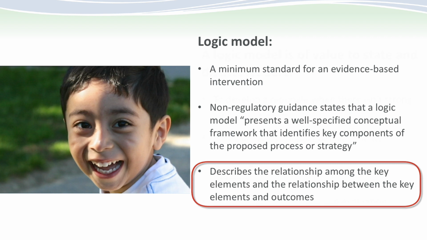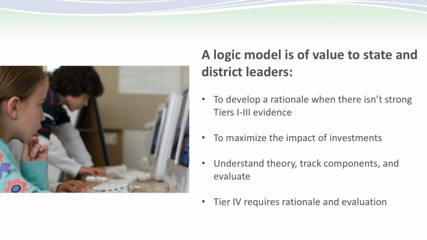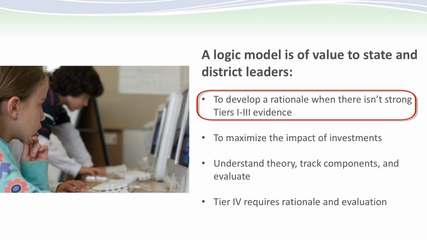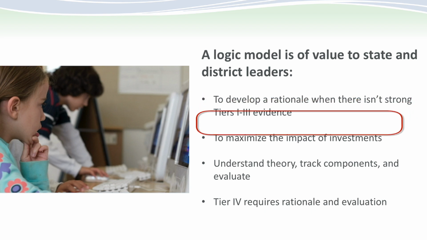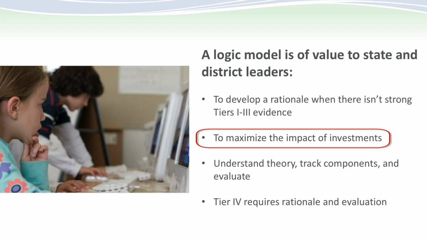That's your logic model. It's useful in several ways, especially at this stage where there's not strong tiers 1 through 3 evidence. To maximize the impact of education interventions, education policymakers might want to have a clear vision of how the investment is expected to lead to better student outcomes. What are the steps it takes to get to student outcomes, so that you can see if you are on that path?